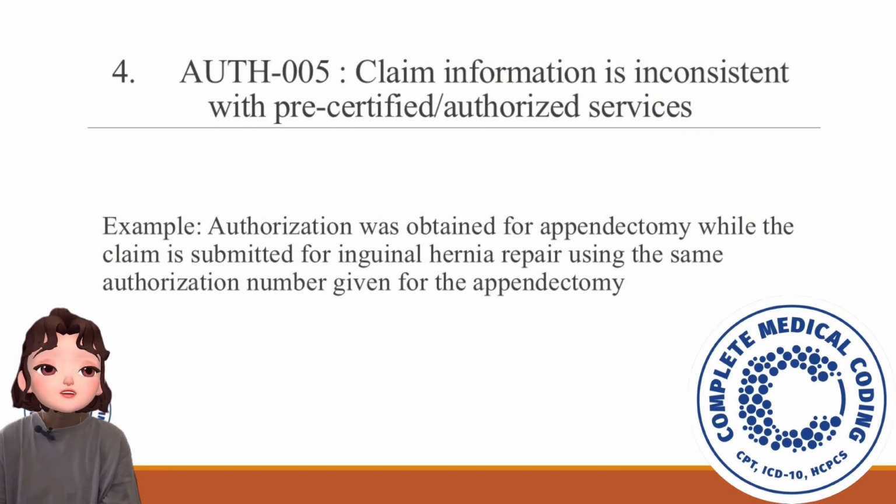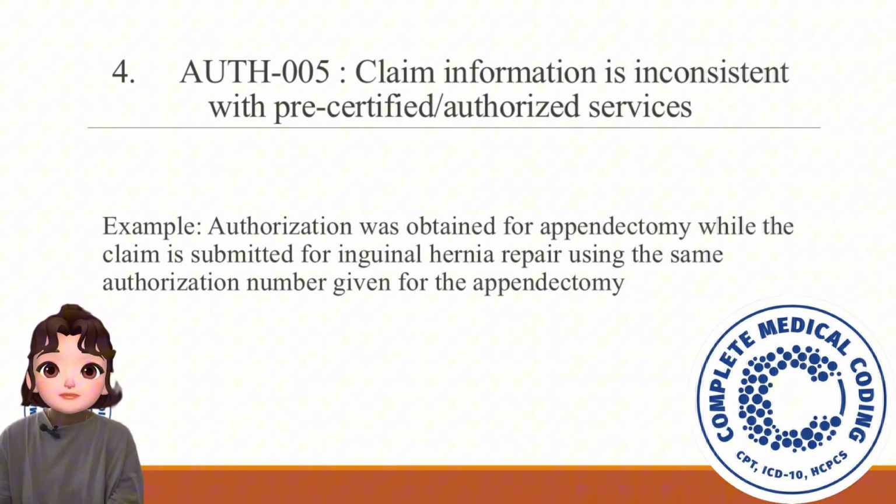Sorry. What is AUTH 005? Claim information is inconsistent with the pre-certified or authorized services. So here the claim information is inconsistent with pre-certified or authorized services. What does it mean? Authorization was obtained for appendectomy while the claim is submitted for inguinal hernia repair using the same authorization number given for the appendectomy.